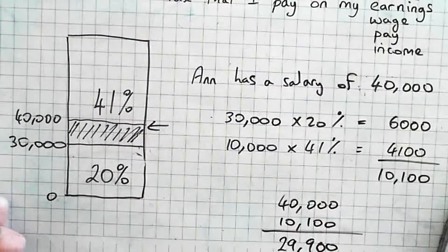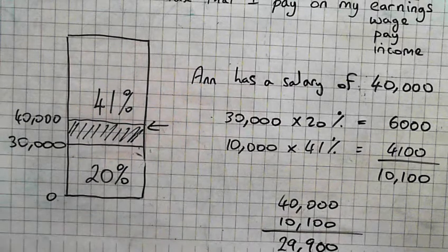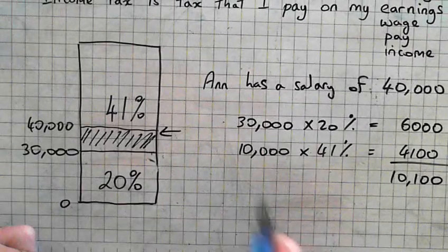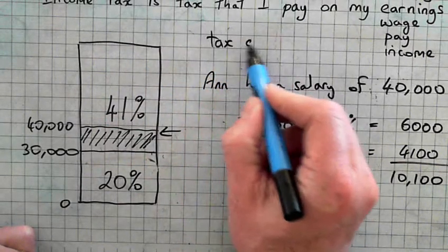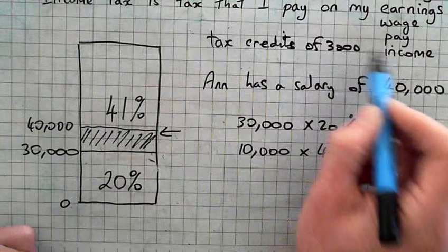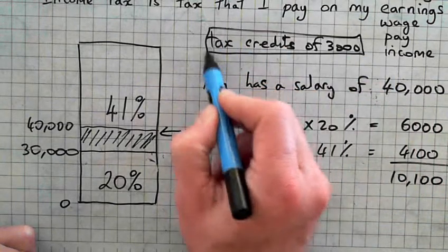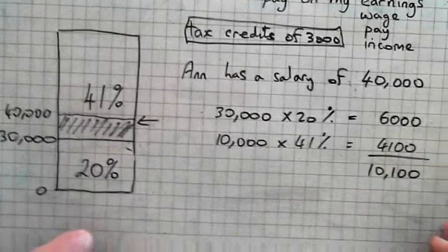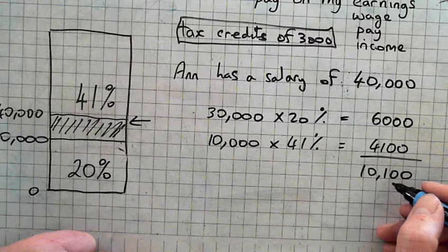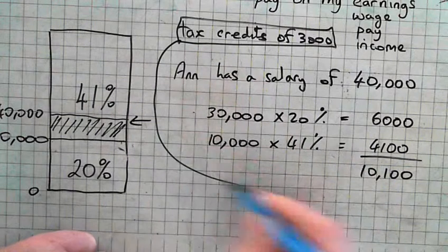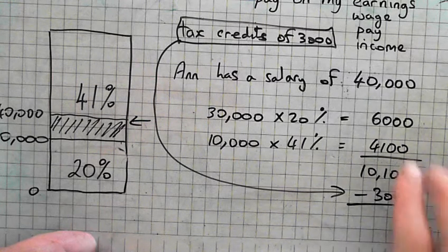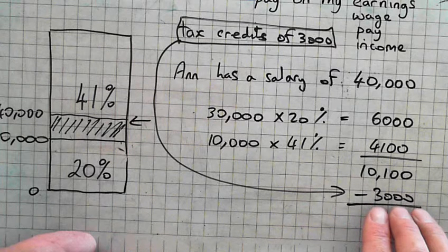Right, what happens if we introduce tax credits? So we'll introduce tax credits now. Right, so we'll just take a step back. What if Anne has tax credits of 3,000 euro? Let's say she's tax credits of 3,000 euro for the year. So right, this is the tax that we calculated. Now what we can do is, looking up, we can take away her tax credits. We can minus the 3,000 at this point here. After calculating the tax, take away the tax credits.